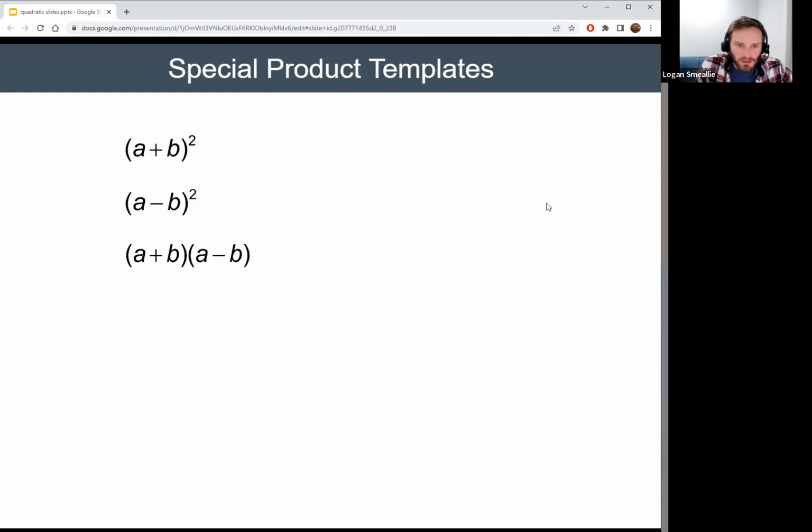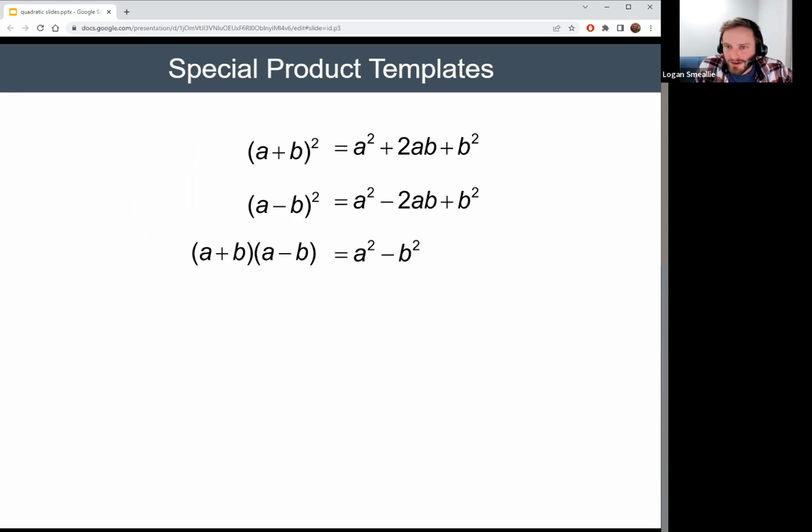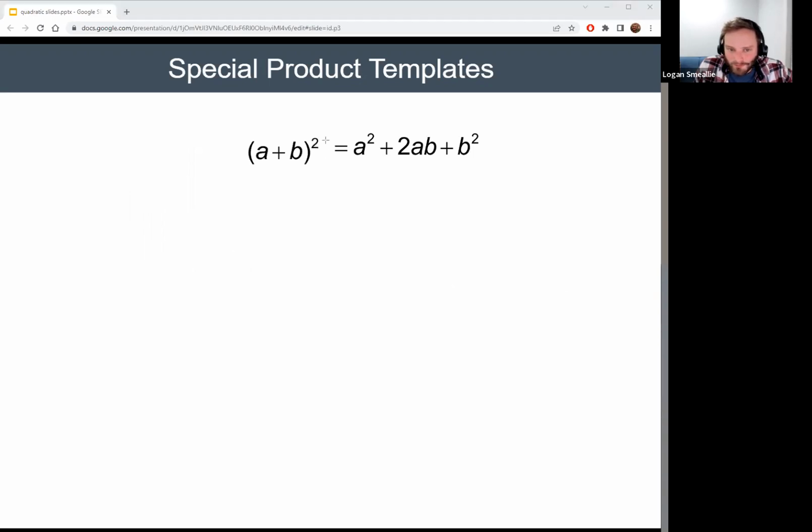Oh, my animation is a little wonky there. Let's focus on this version. Let's go one by one.